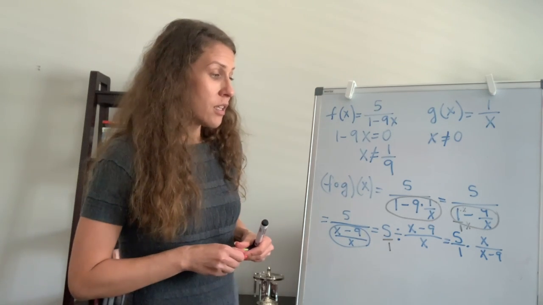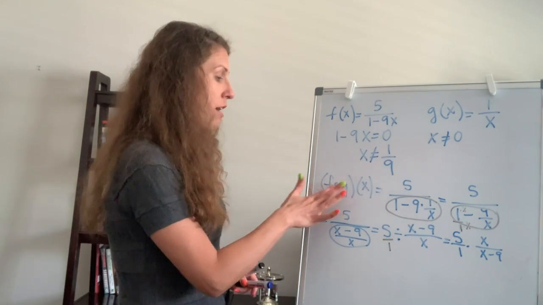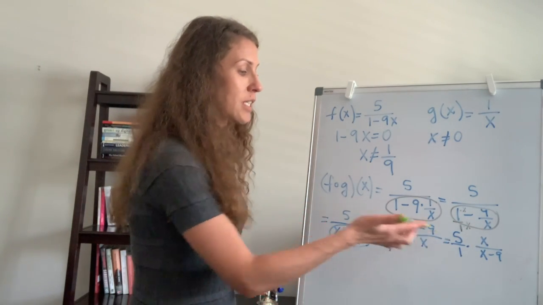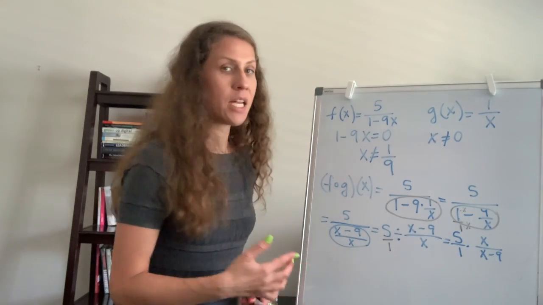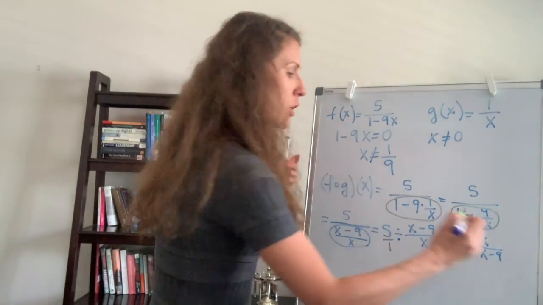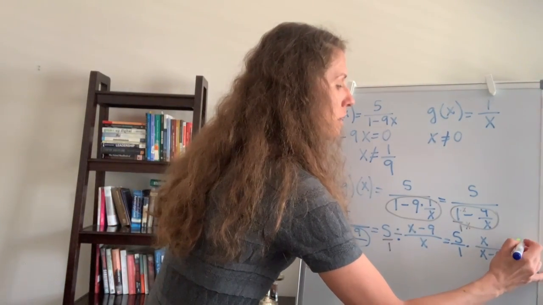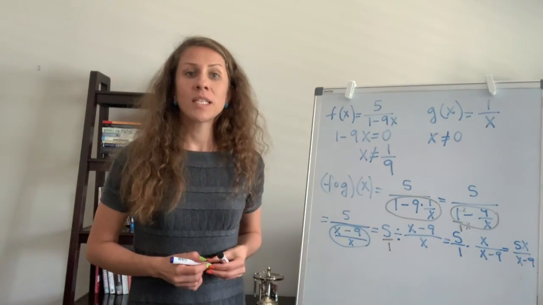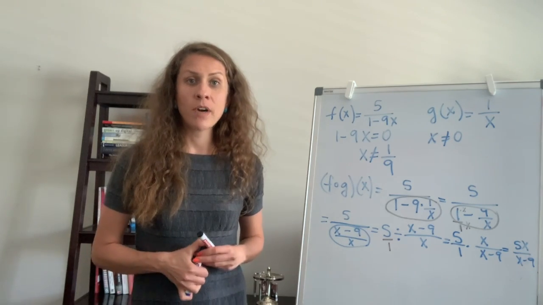And here is my final composition of f with g. 5 times x at the top, which is 5x, and 1 times x minus 9 at the bottom, which is x minus 9. So it's 5x over x minus 9. We're done finding the composition, now we need to find the domain.